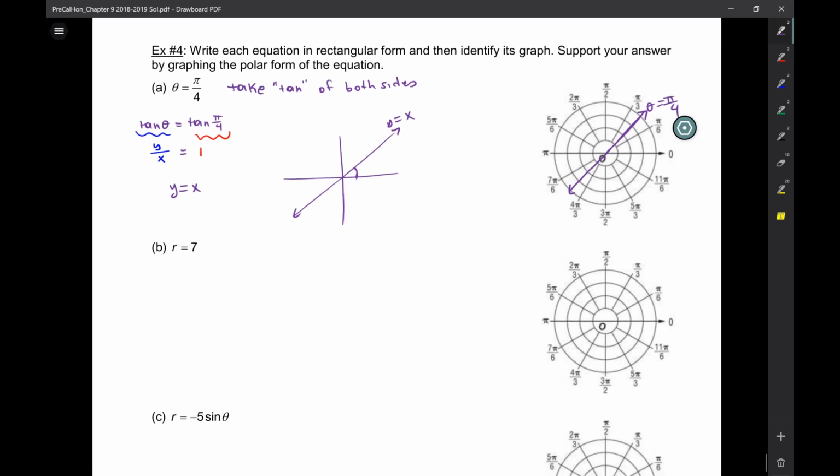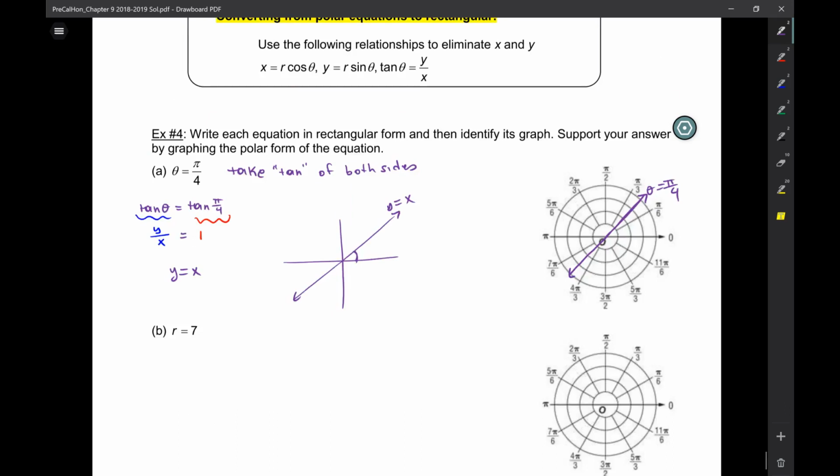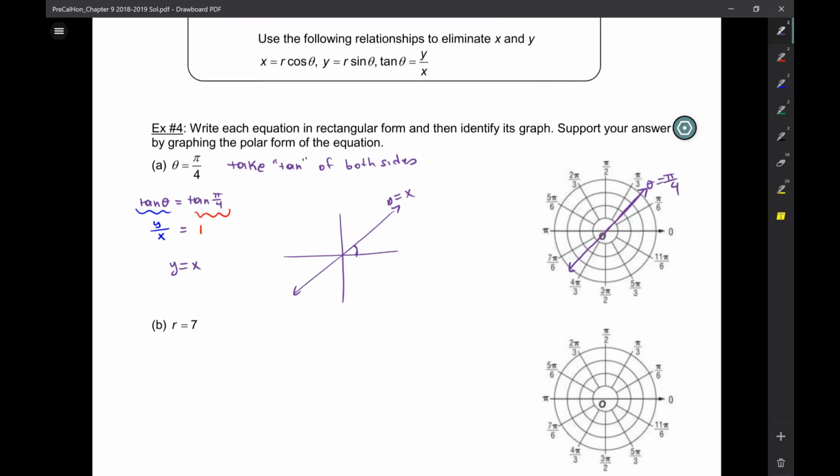All right. Now here we have r equals 7. R is fine and all. What does r equals 7 look like? What does that graph look like? It's a circle. How does an equation of a circle in rectangular coordinates look? X squared plus y squared equals r squared.